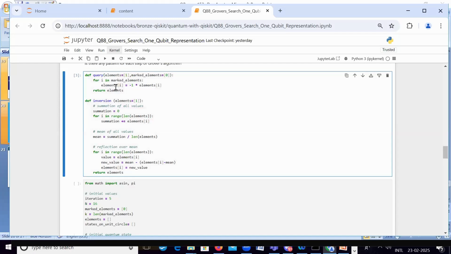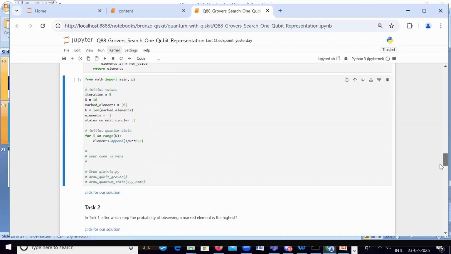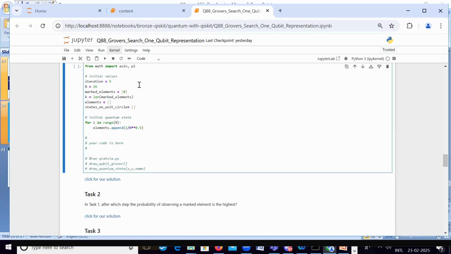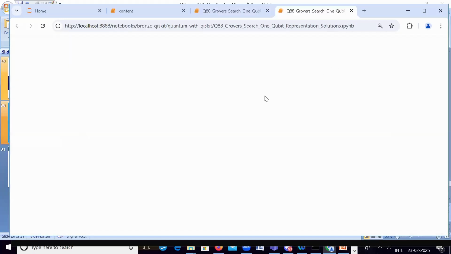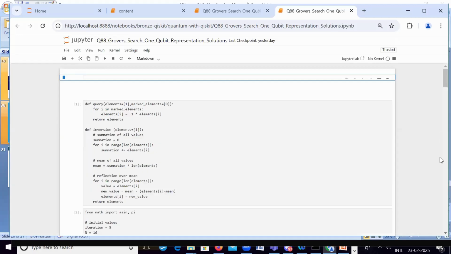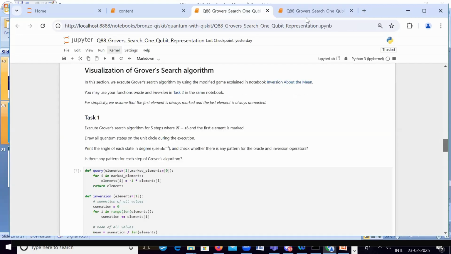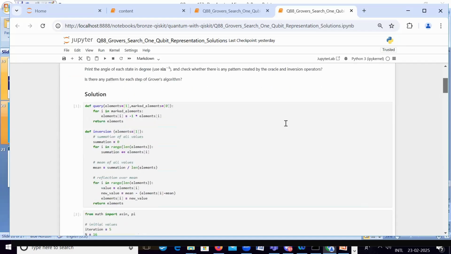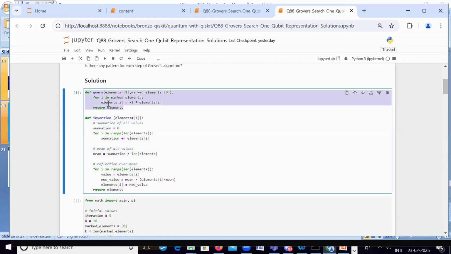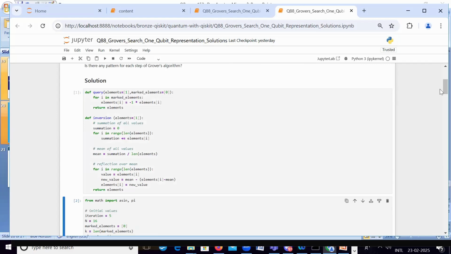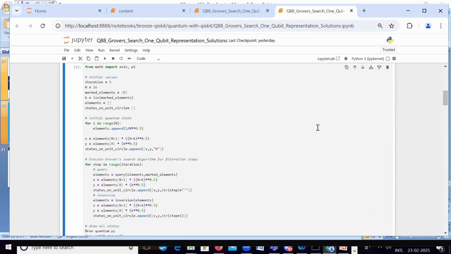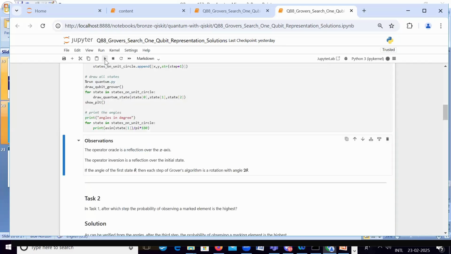Now the first one is the query, then the inversion we use there. The second is creating the state, but instead of writing it here, to save some effort and time, moving to the solution, which is task 1. Once again, this is already created. This is the query, and this is the inversion. The next section is to draw them in a unit circle.